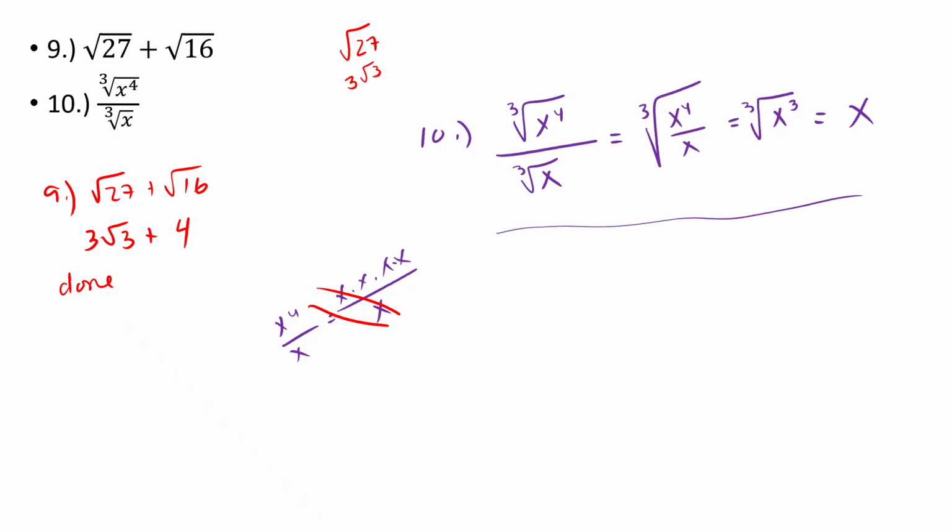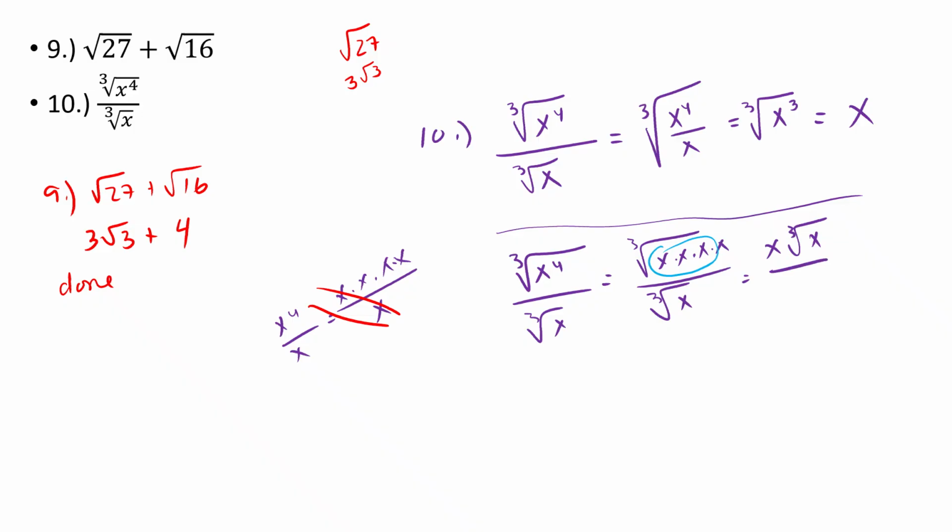If you were to do it the other way, you would have the cube root of x to the 4th. So that would be the cube root of 4 x's, which of course we'd be looking for that group of 3. Which would give me x cube root x over the cube root of x. And then anything divided by itself is 1, which means those would cancel out, leaving me with an x.